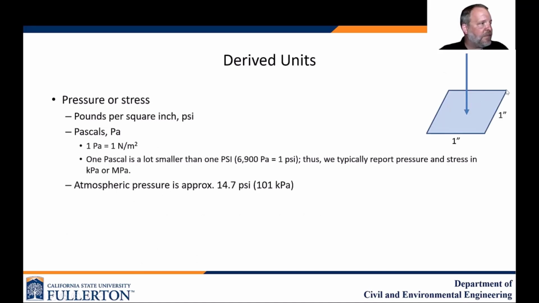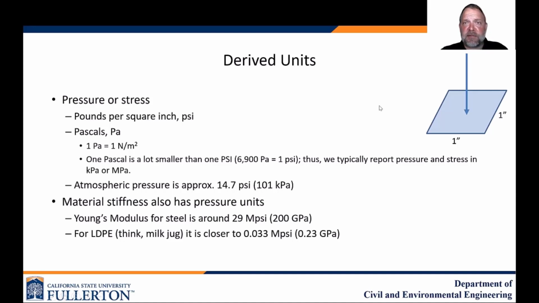Pressure is a derived unit. So pounds per square inch is PSI. A Pascal is 1 Newton per meter squared. A Pascal is a lot smaller than a PSI. So if you're converting among the two, just keep in mind that a Pascal is tiny. It's roughly 7,000 pascals to 1 PSI. So we normally report things in terms of kilopascals. So atmospheric pressure, for example, is 14.7 PSI. You can remember that. Or 101 kilopascals. And that's just easier to say than 101,000 pascals every time.